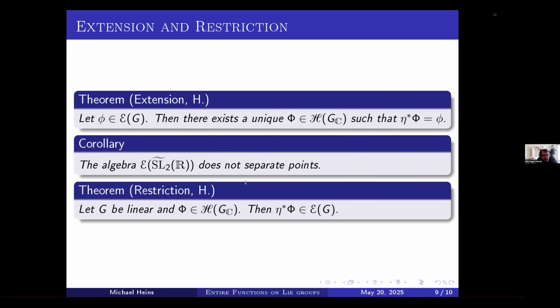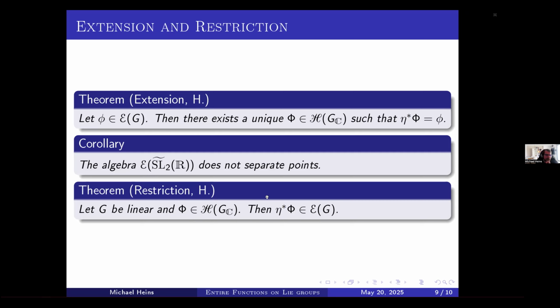Another theorem, the other way around, the restriction theorem. So here I have another technical assumption, namely that the group is linear. So I have a faithful finite dimensional representation. Then any holomorphic function on the universal complexification, so again, a globally defined holomorphic function, generalizing what we wanted to generalize, gives us an entire function on G if I pull back with the morphism eta.